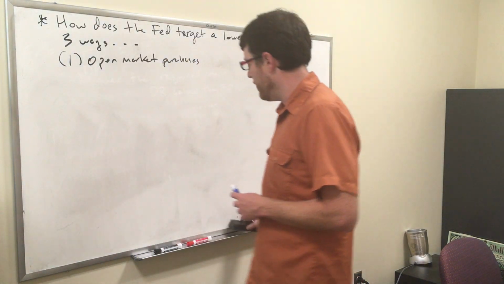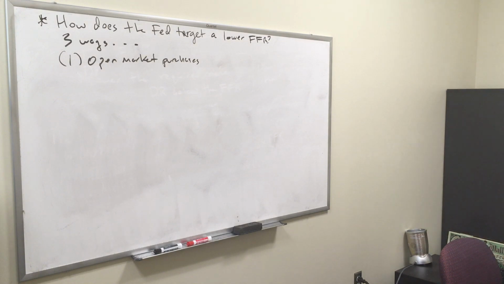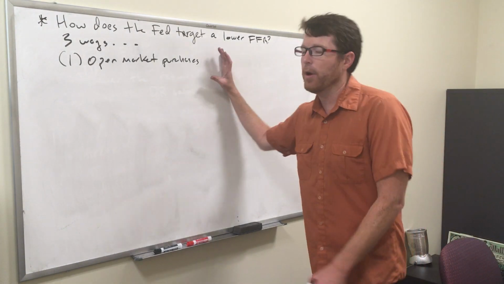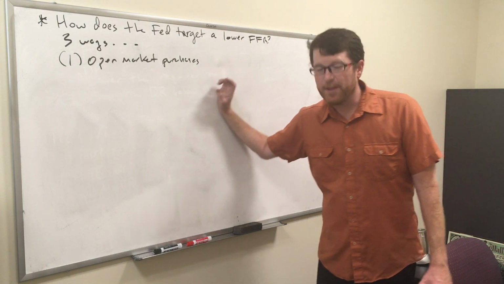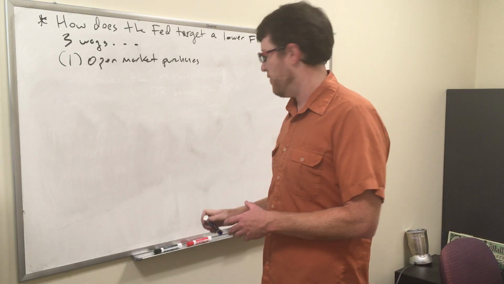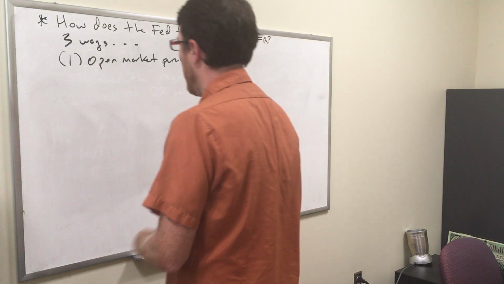So the first one being open market purchases. We need to see why this affects the federal funds rate. Okay? So we've already gone through this. We know what an open market purchase is. But we're thinking about specifically the federal funds rate now. So let's think about what happens here.